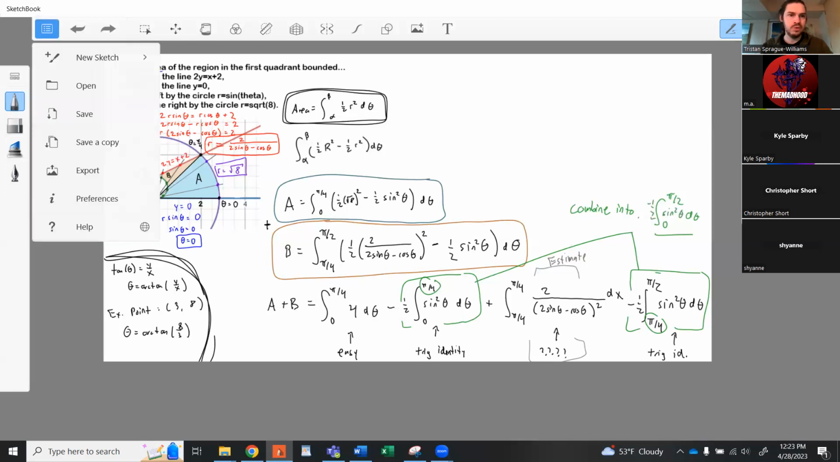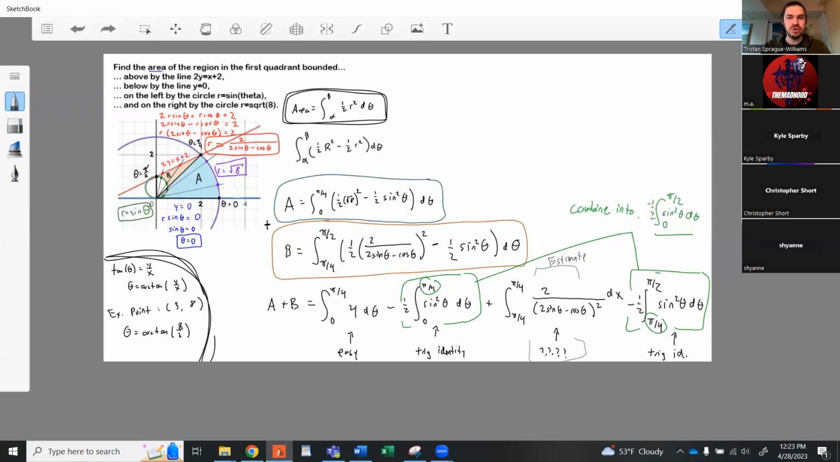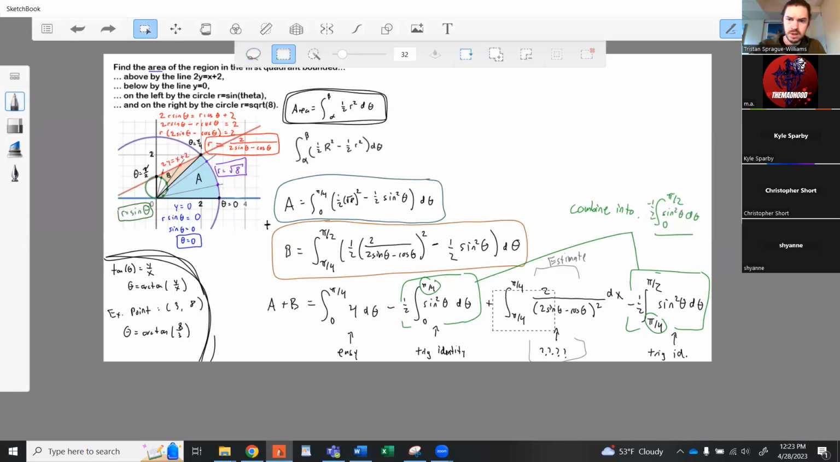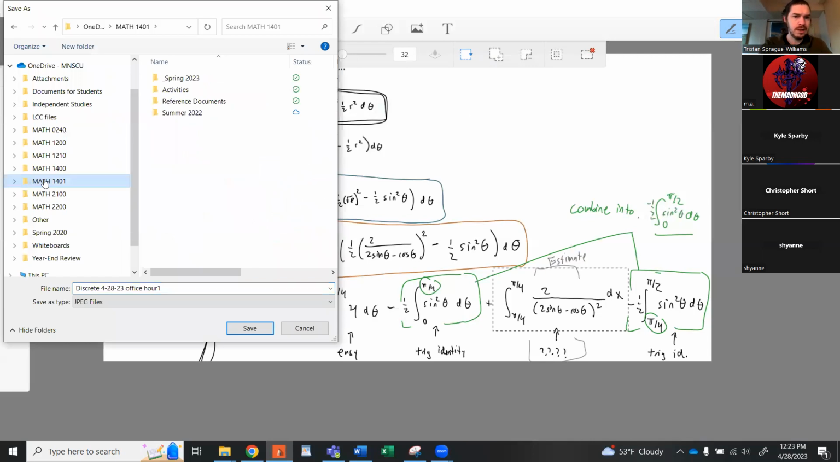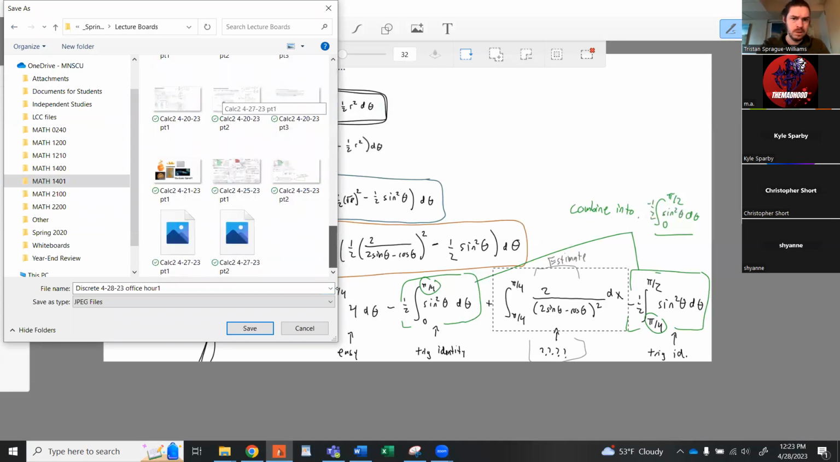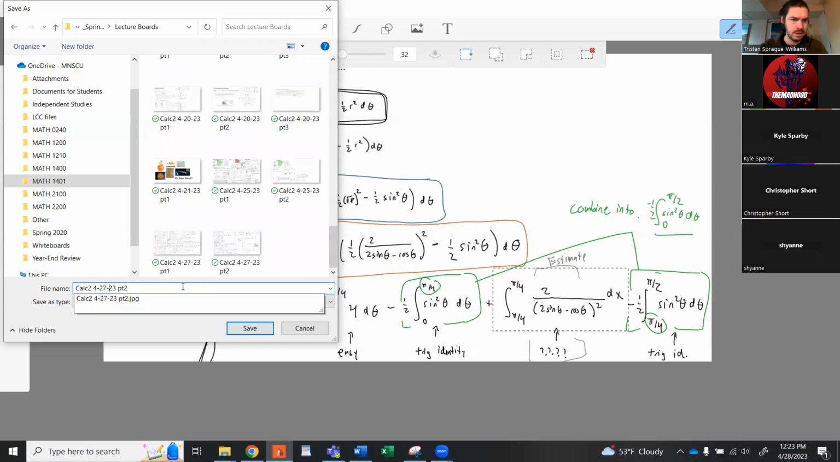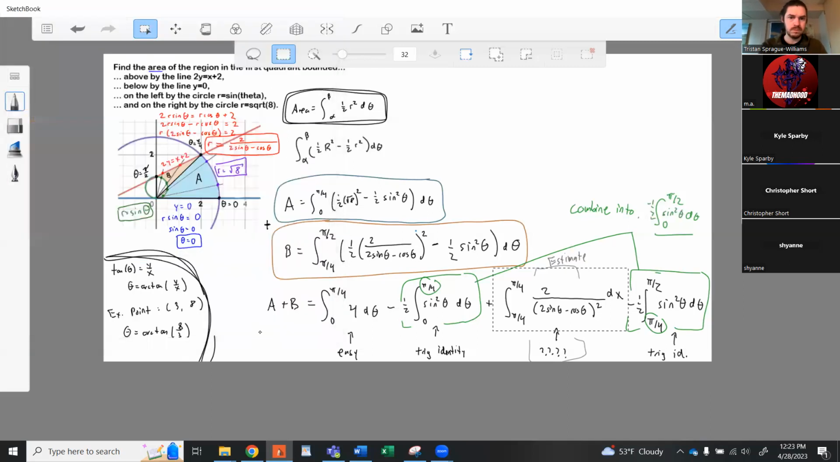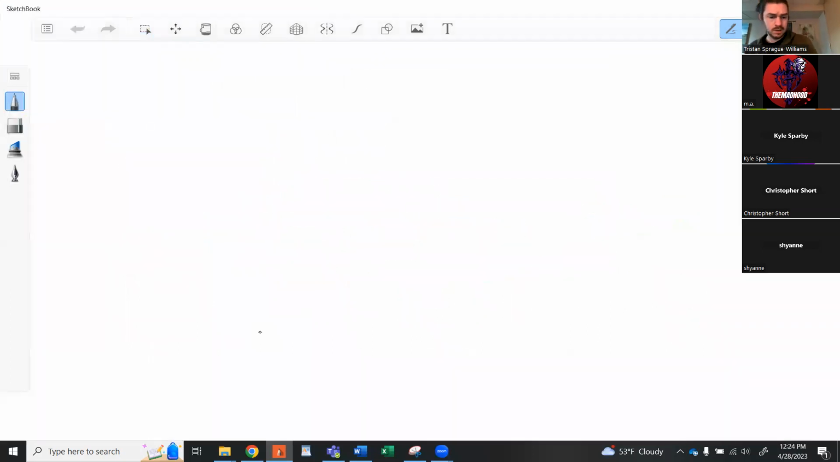Okay, let's just have that integral alone, just this. Okay, copy that. We'll export this page, and then we'll get a fresh one. All right, there we go.